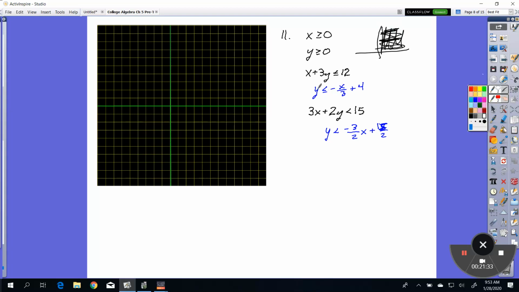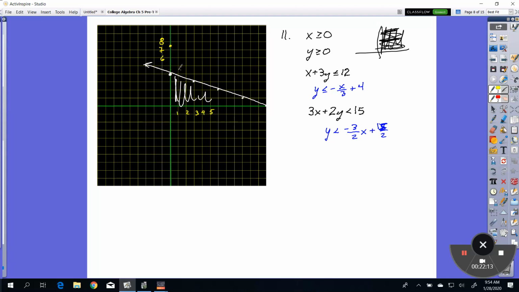So now I'm going to graph these ones. So I come up here to plus 4, down 1 over 3, down 1 over 3, down 1 over 3. Solid line. Shaded below. So that's in here. And then this one, 15 halves. So that was 5, 6, 7 halves. Again, you should write numbers on these so that I know what you're talking about, so that somebody could walk up and be like, oh, this is where those are. So anyways, make sure you do that.